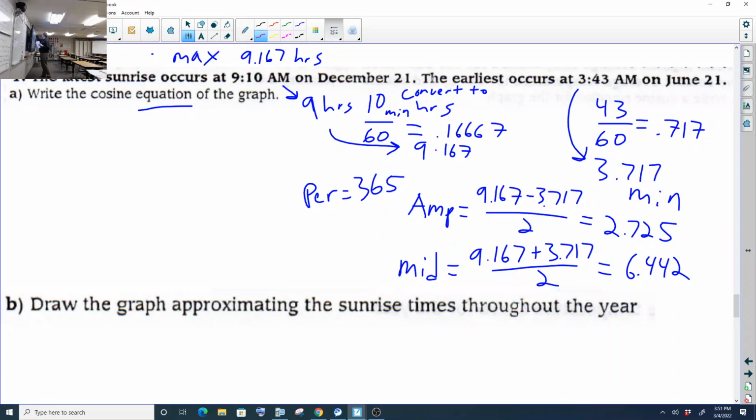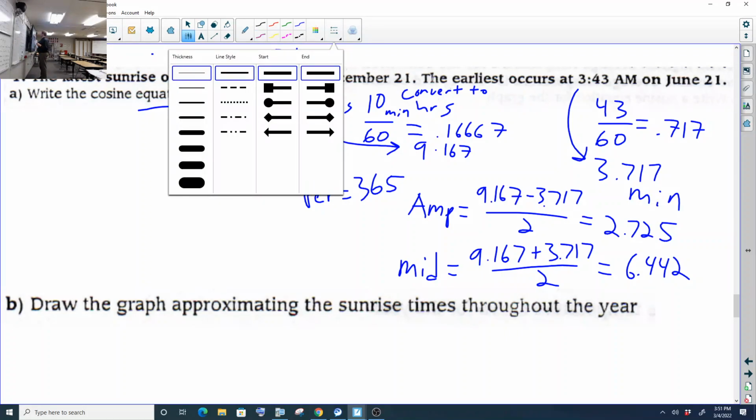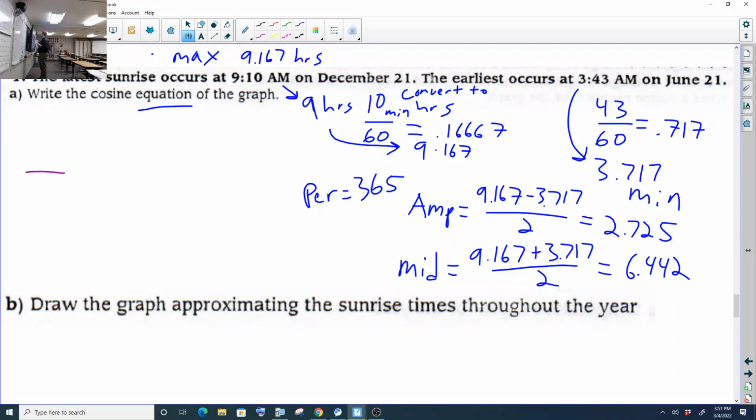Okay, so we're ready for our equation. Here we go. So first goes the amplitude, and then it goes cosine of the function, blankety blank, there we go. And then our midline. So our midline again is a plus 6.